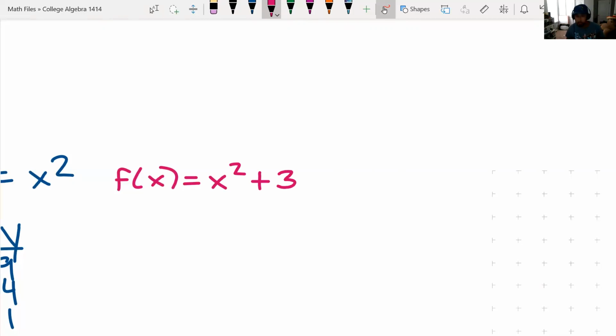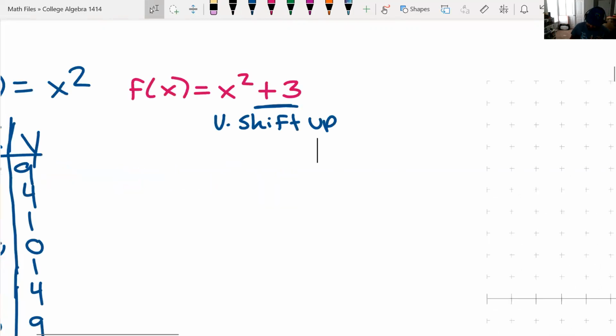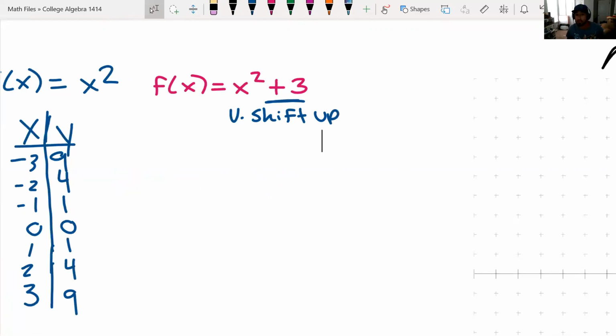Here it's important to make note of what type of transformation we have. So the plus 3 is a vertical shift up 3 units. Okay, so to do these transformations, we are going to pick the same x values that you see on the parent function. Since this is a vertical shift, the x values don't change, only the y values change. Any type of vertical transformation only affects y values. So my x values will stay the same.